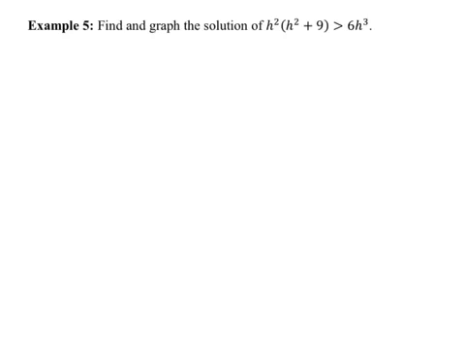And let me show you exactly what I mean now, okay? Let's distribute on the left side first. Let's distribute this to both terms here. This will give us h to the 4th plus 9h squared greater than 6h cubed. Now I'm going to move the 6h cubed over by subtracting it. And I'm going to put it in order.